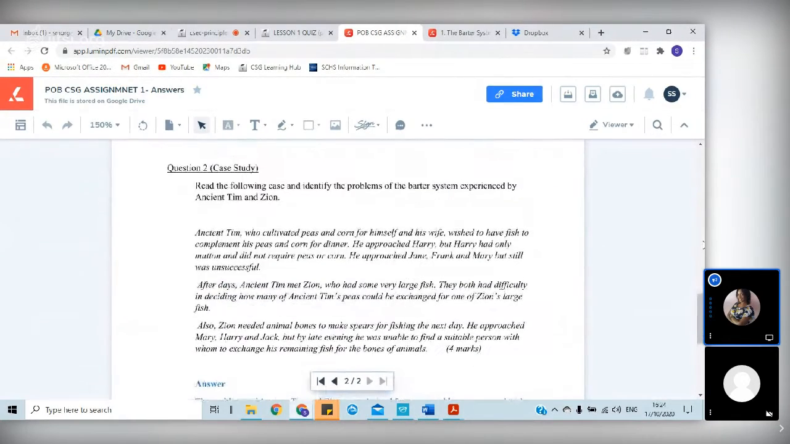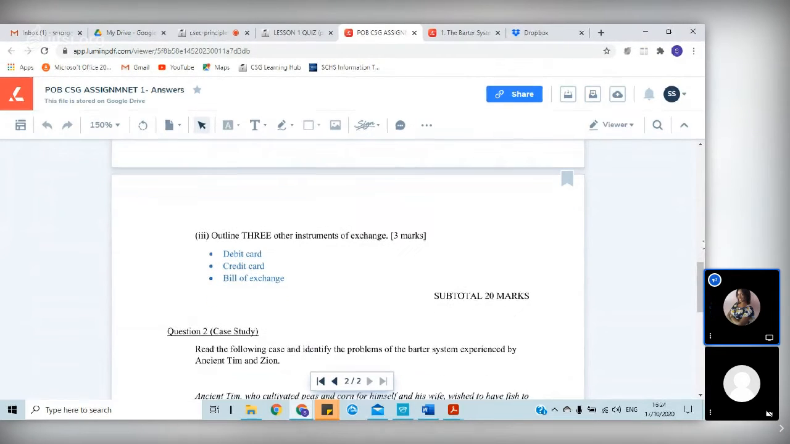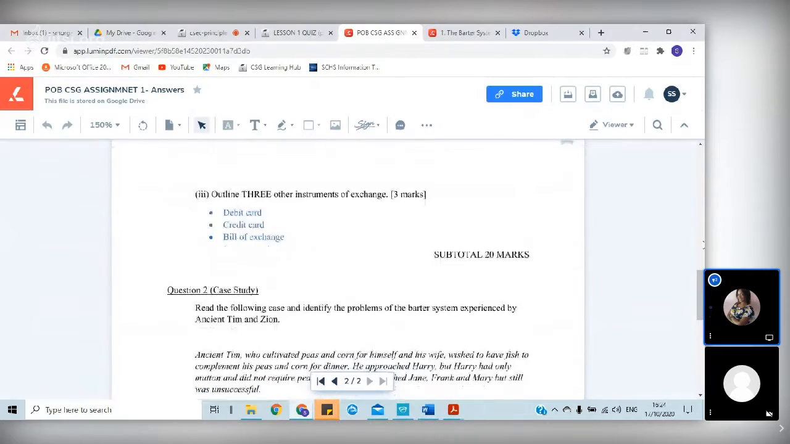And the final question under number one, outline three instruments of exchange. Let me hear the three that you have. Credit card, debit card, and electronic transfer. Right, very good. And I also have two from your list: debit card, credit card. My other one is bill of exchange. So any of the ones that I gave you in the list would have been acceptable. So that's 3 marks.